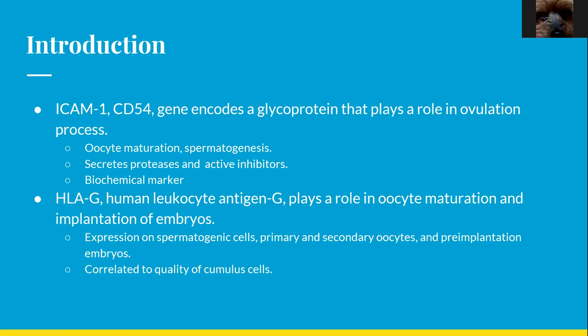So I just wanted to talk about the genes that they looked at in this study. They looked at ICAM-1, which is an intracellular adhesion molecule. It's a transmembrane glycoprotein, and it plays a role in ovulation, like oocyte maturation, and spermatogenesis. So that's just the maturing of your little baby egg, and also the process of producing sperm in the male testes. In addition, it is a biochemical marker. So when they're doing the IVF process, they are looking for the ICAM-1 gene.